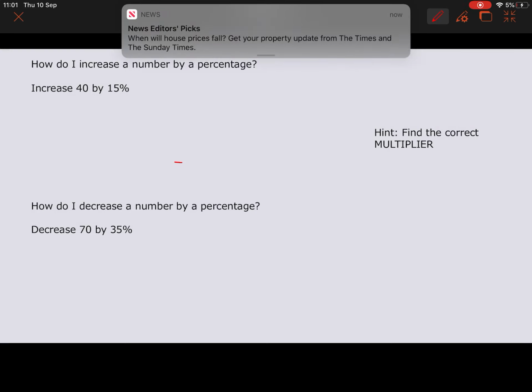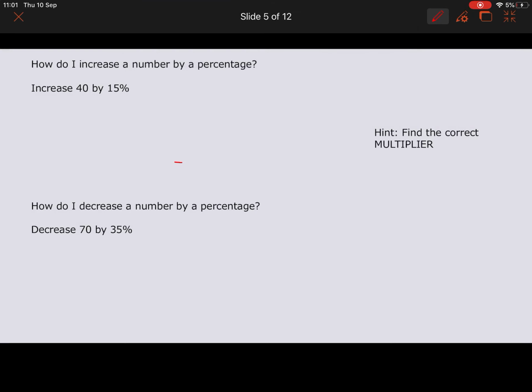Right, now, let's get on to the stuff I really need you to know. Okay, the stuff we're going to learn. Oh, what's going on here? I need to delete. Stuff we need to learn this lesson. I can't delete that. Never mind.